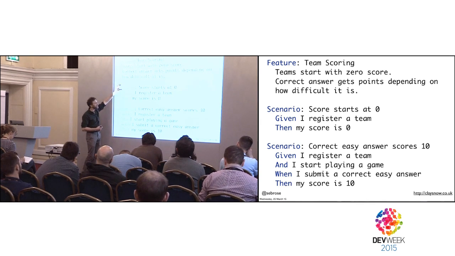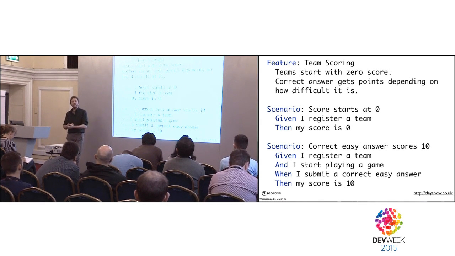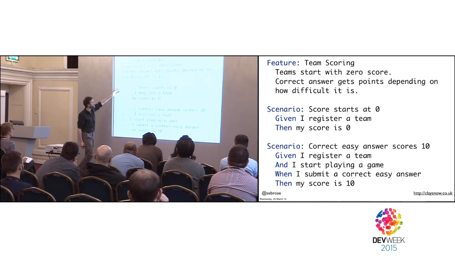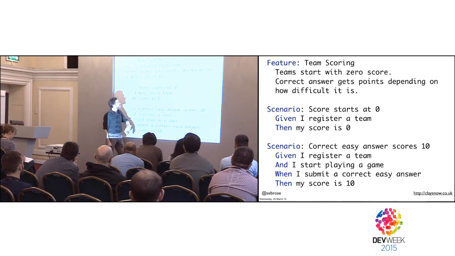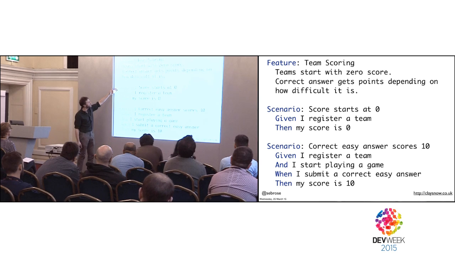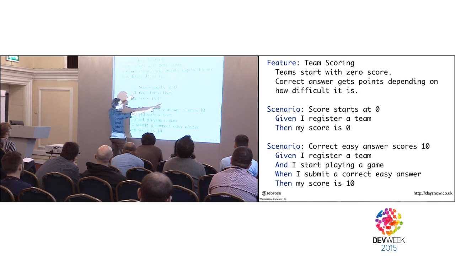So that's the top half, top little bit. Then we get to the keyword scenario, which says, here's one behavior that I'm interested in. So here's a scenario. The score starts at 0. And now we have a keyword given. I register a team. That's my step. Then my score is 0.